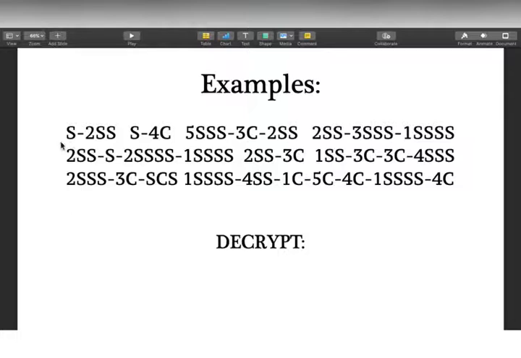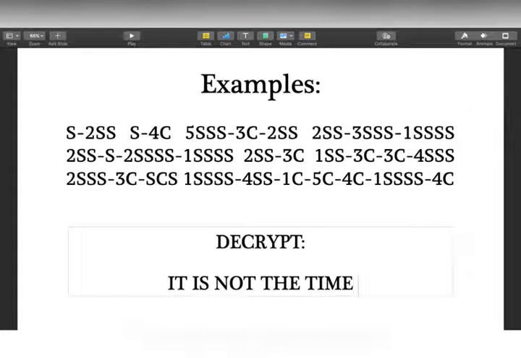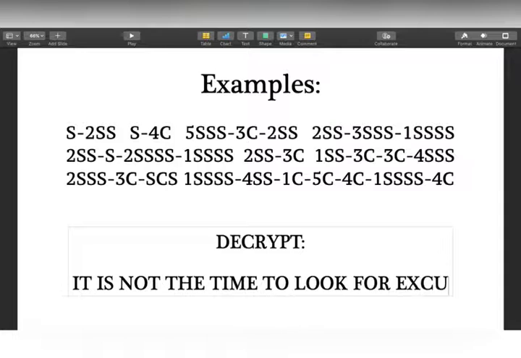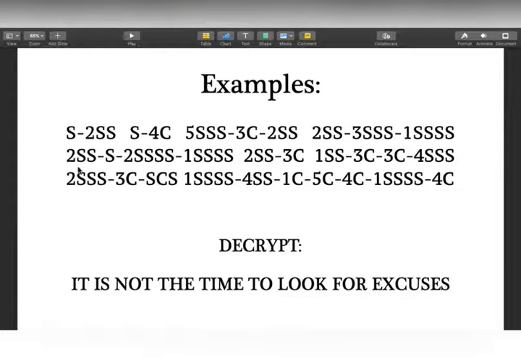Okay, so this is our last example. S stands for I, 2SS stands for T, so the word is it. S for C stands for I and S, so the word is, and so on. Decrypt the key, so it is not the time to look for excuses. It is not the time to look for excuses. So this is the decryption message of these encryption keys.